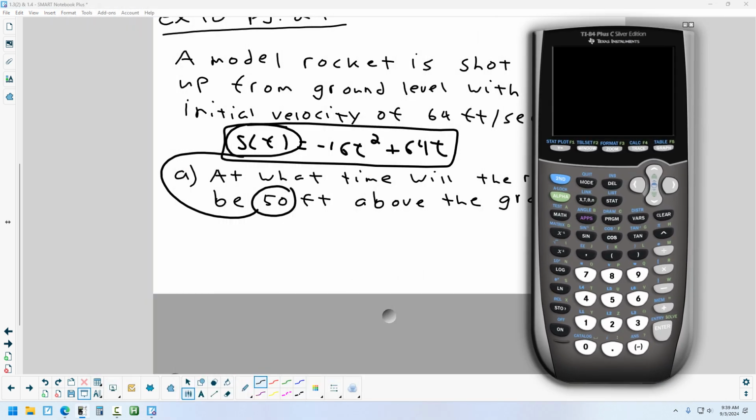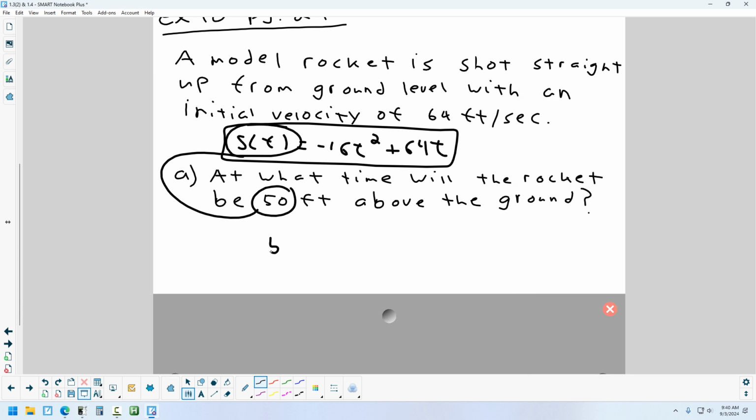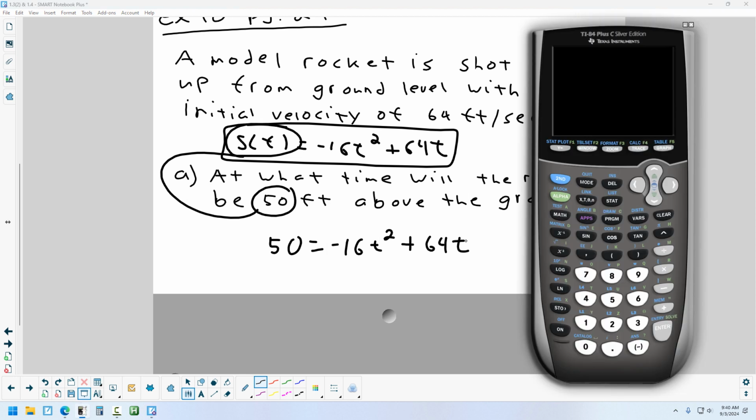Okay, I'm going to do it on the calculator. So I'm going to have 50 equals negative 16t squared plus 64t. But instead of bringing everything to one side, I'm going to use the calculator. I'm going to draw a picture and solve it that way.